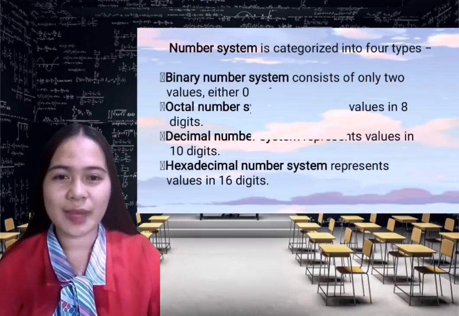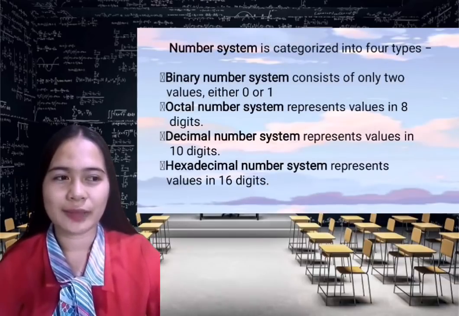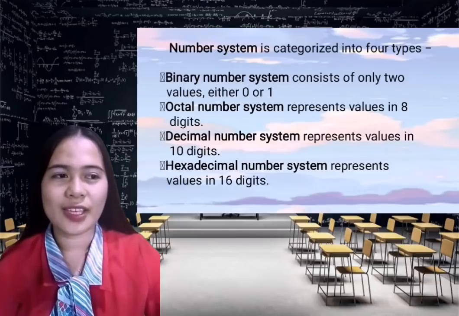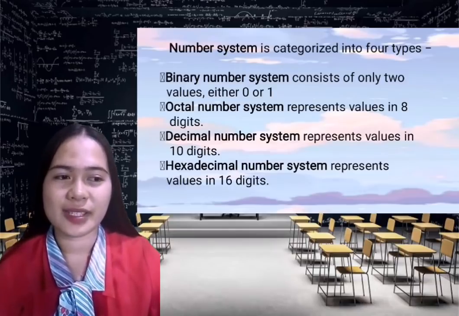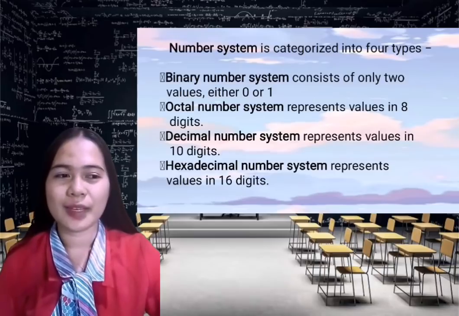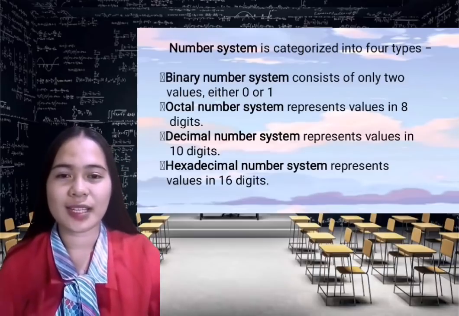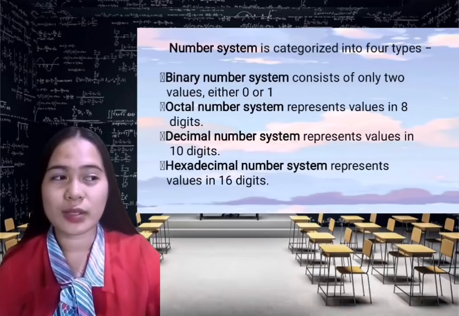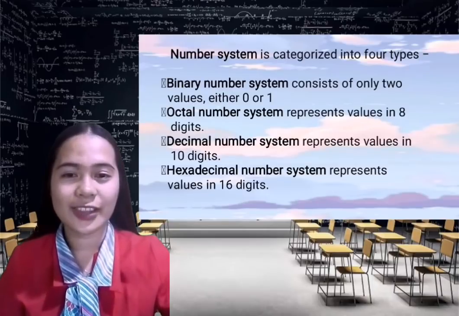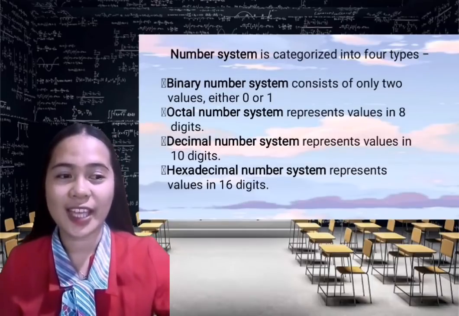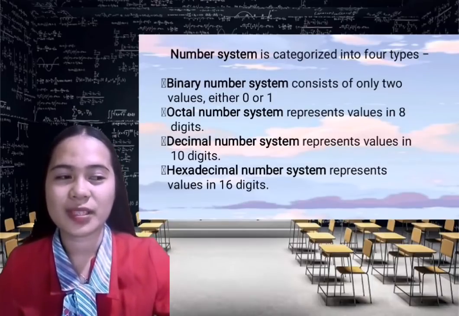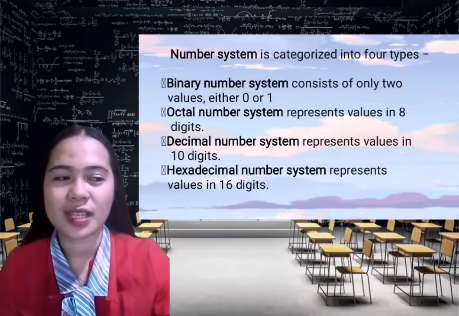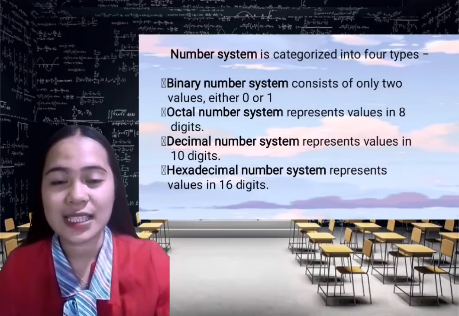So the number system is categorized into four types. These are the binary number system, octal number system, decimal number system, and hexadecimal number system. So binary number system consists of only two values, either 0 or 1. Octal number system represent values in 8 digits, decimal number system represent values in 10 digits, and hexadecimal number system represents values in 16 digits.